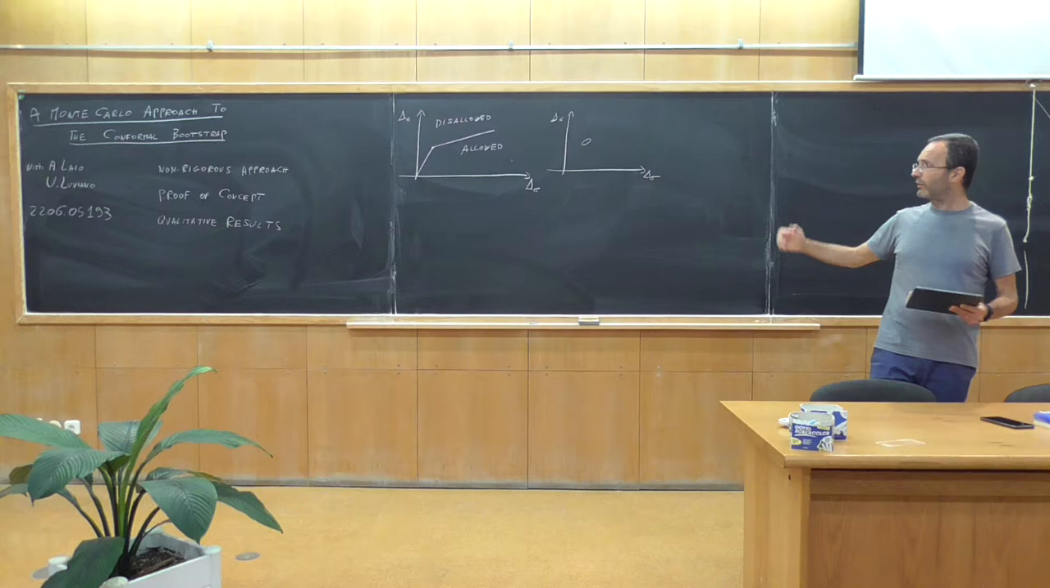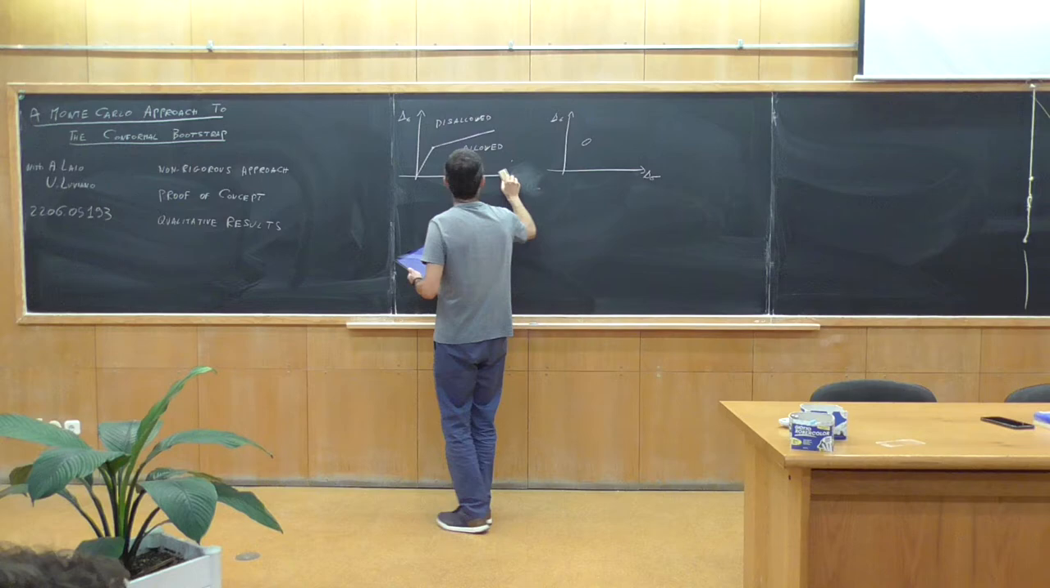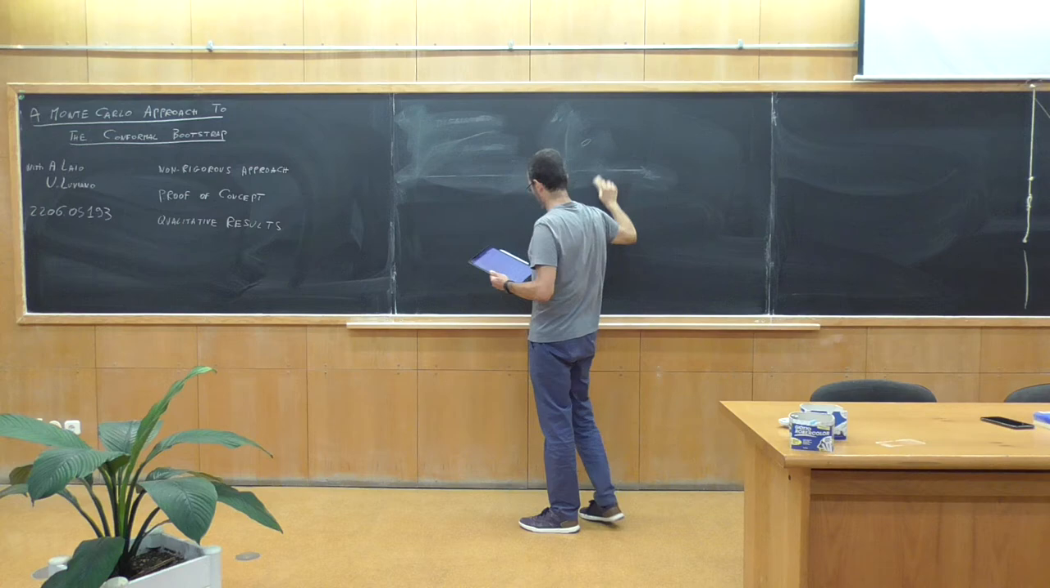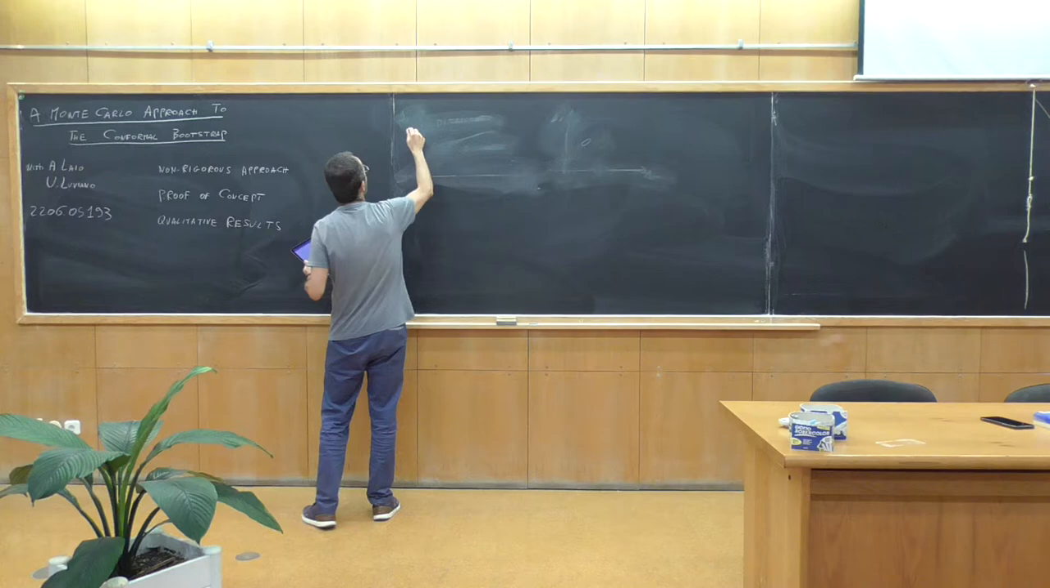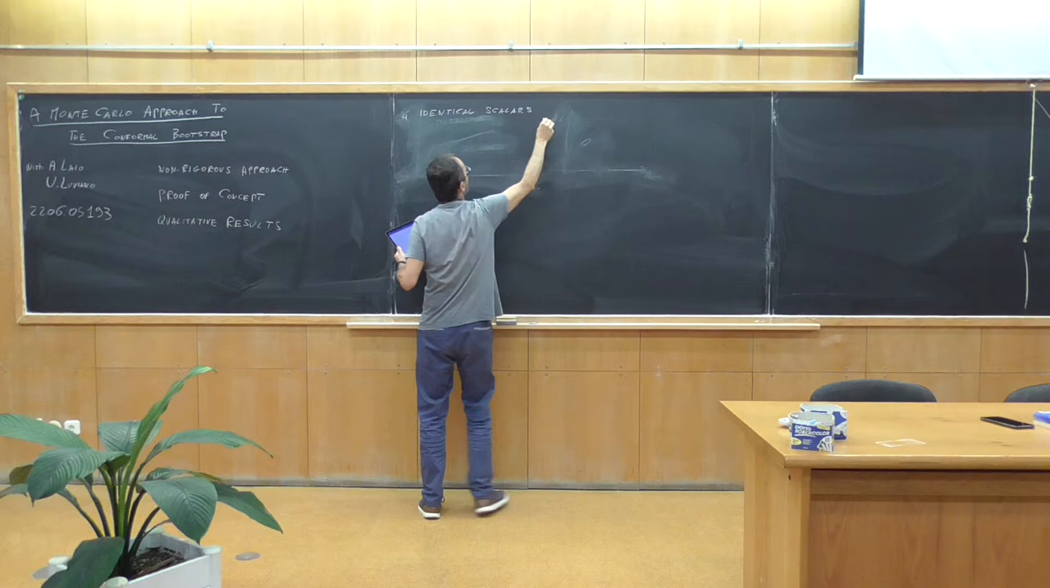So what does it practically mean, a Monte Carlo approach to the conformal bootstrap? Okay, the method is going to be very easy. This talk is very easy, by the way, a completely elementary talk. So I'm going to focus on the simplest case of four identical scalars, the four-point function of four identical scalars, sigma, sigma, sigma, sigma. I will focus mostly on two, three, and four dimensions.